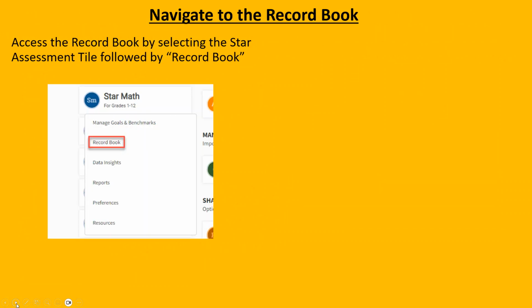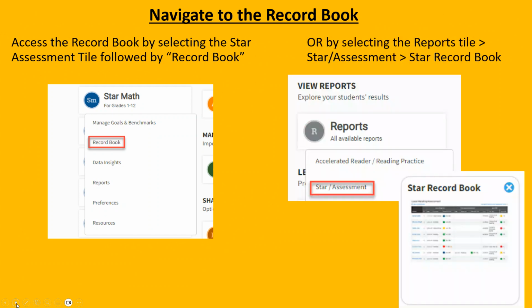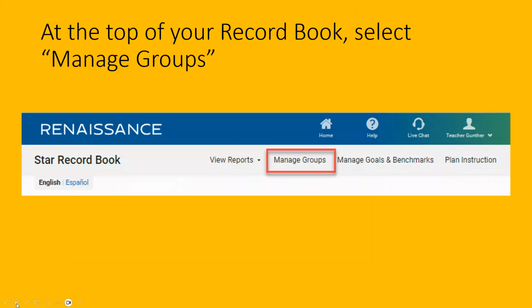First, we need to navigate to the record book. We can access the record book by selecting the STAR assessment tile, and then we click on record book. We can also get there by selecting the reports tile and then STAR/assessment and then the STAR record book icon. At the top of your record book on the page selected, you'll be able to see a title called Manage Groups. We will select this option.